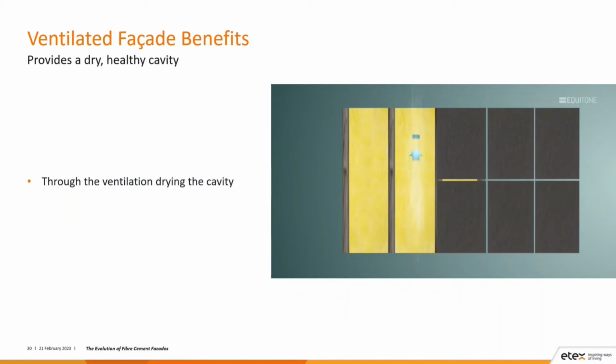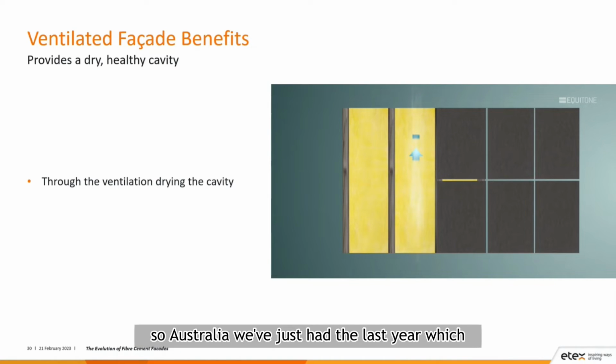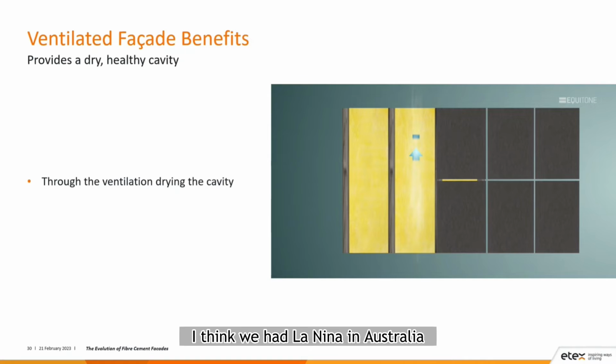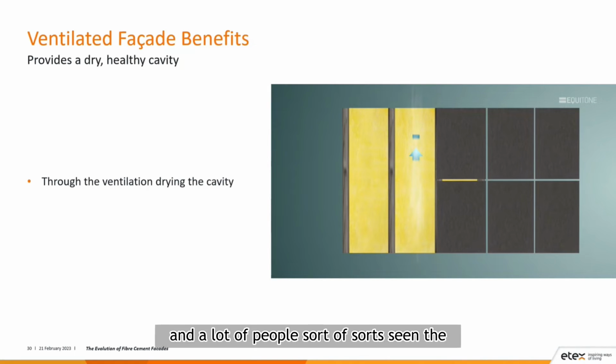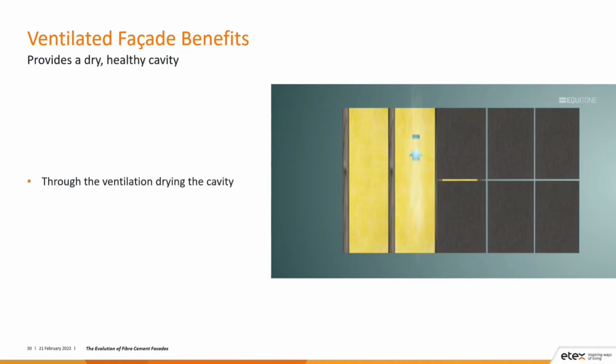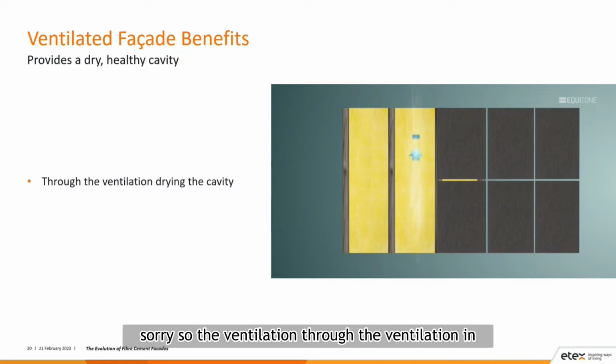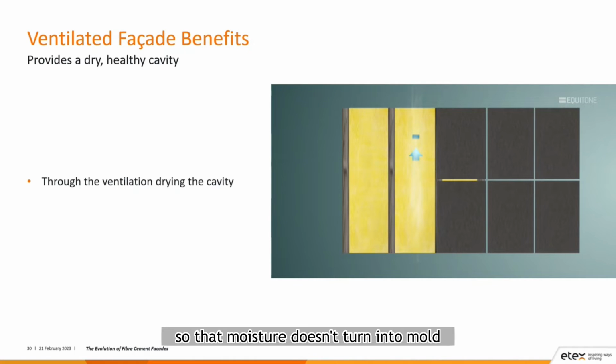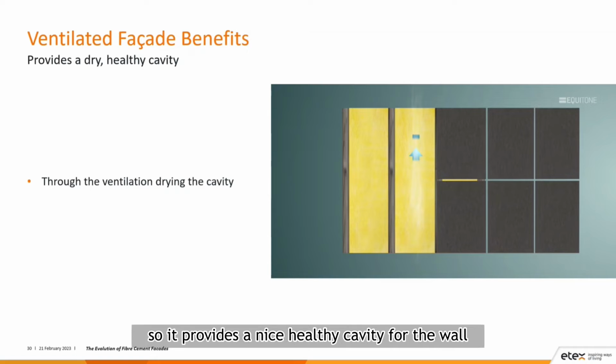Provides a dry, healthy cavity, and this is through the ventilation drying out the cavity. So in Australia, we've just had the last year, which we've had a lot of rain, more than quite. I think we had the La Nina in Australia over the last year, and a lot of people saw the mold which was forming in their walls. You could basically smell it because of all the rain that was happening. So the ventilation through the ventilated facade dries any moisture in the cavity, so that moisture doesn't turn into mold. So it provides a nice, healthy cavity for the wall.